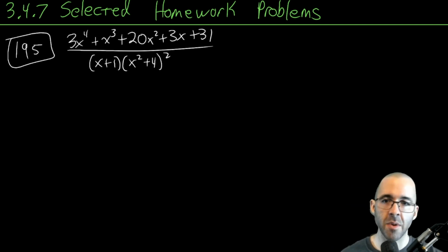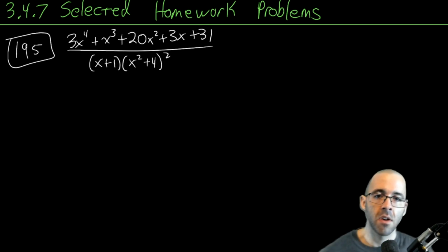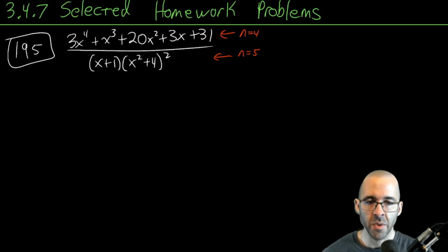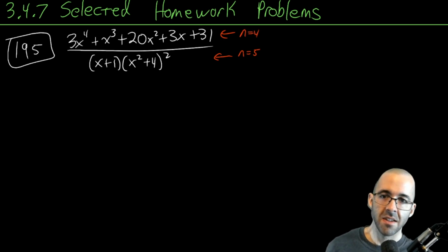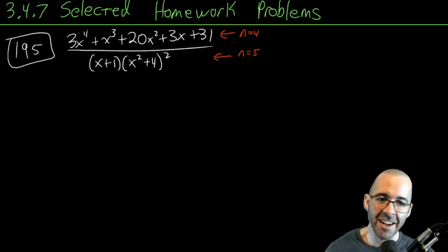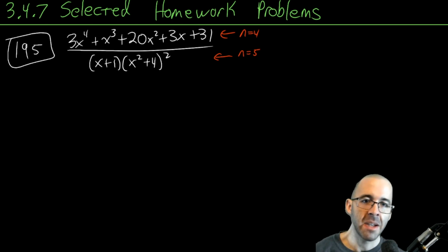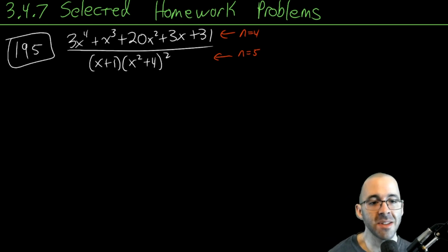Lots to talk about before we start. What's the degree? Degree on the bottom is 5. Degree on the top is 4. Thank the Lord we do not have to divide this out. I don't want to divide this out. And luckily we don't have to, because we only divide if the degree on the top is at least as big as the degree on the bottom.